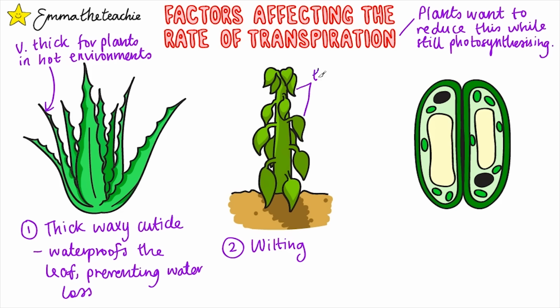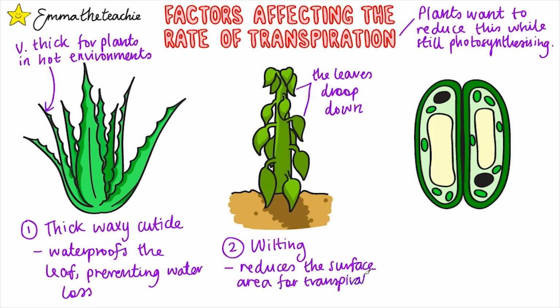Secondly, they can wilt. This means that the leaves droop down. This is protective as it reduces the surface area for transpiration to occur. It also means that less direct sunlight is absorbed by the leaves.